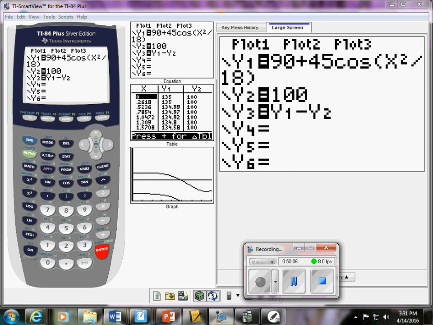And you always want to put the rate in Y1, rate out in Y2, and rate in minus rate out, the rate of change, in Y3. Because that's how we set up the problem.